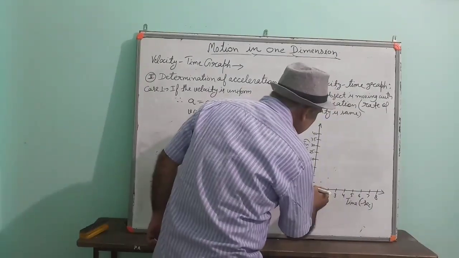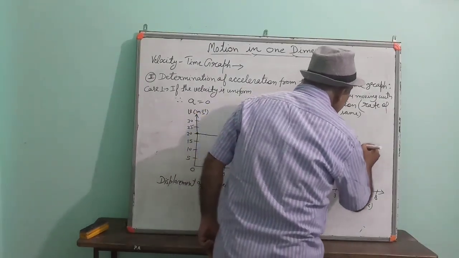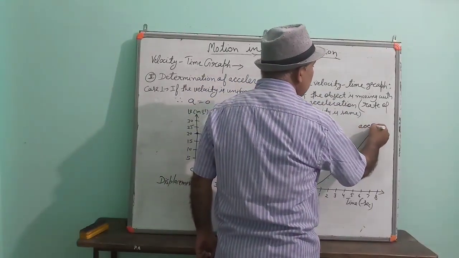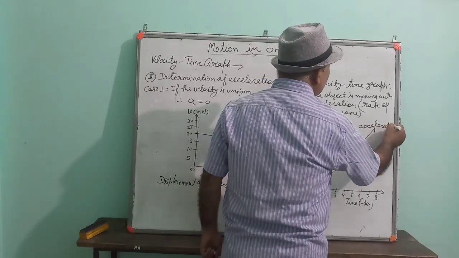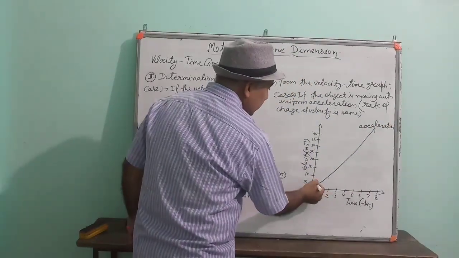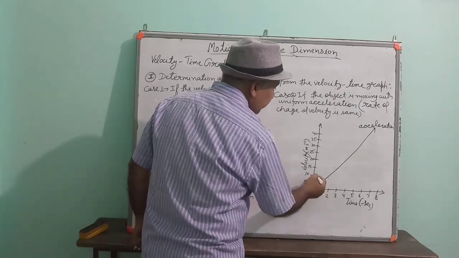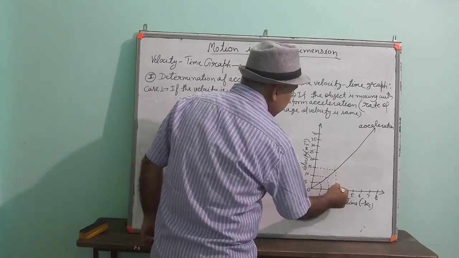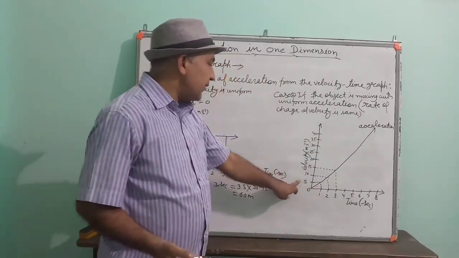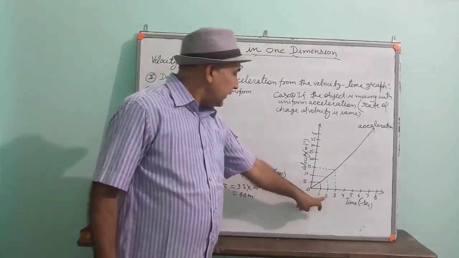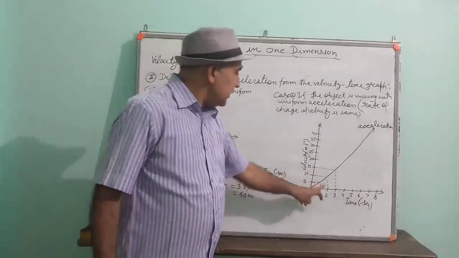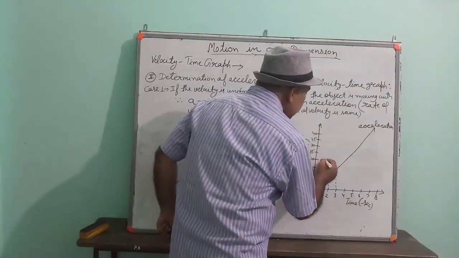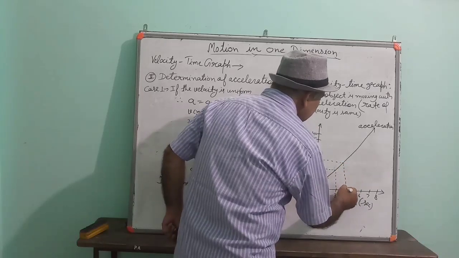That means if you draw the graph, you will find a line. See this one. This line will denote the acceleration. Understood? In 1 second, velocity is changing by 5 meter per second. In 2 seconds the velocity becomes 10. In 3 seconds velocity becomes 15. In 4 seconds the velocity becomes 20. Understood?